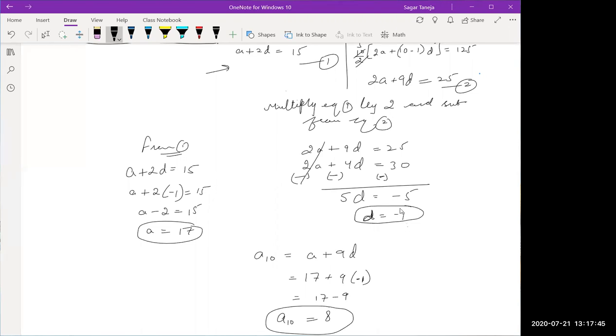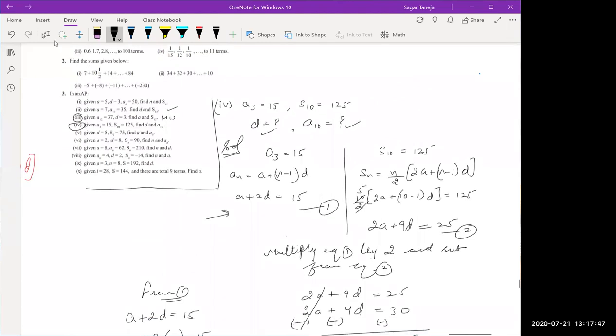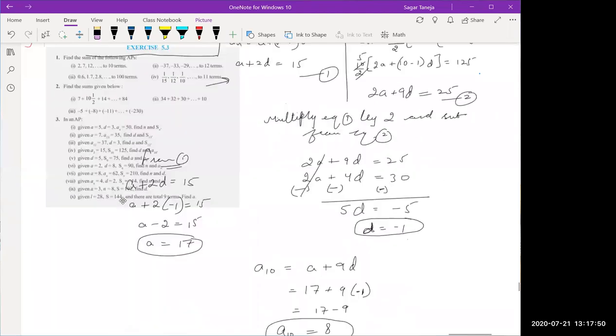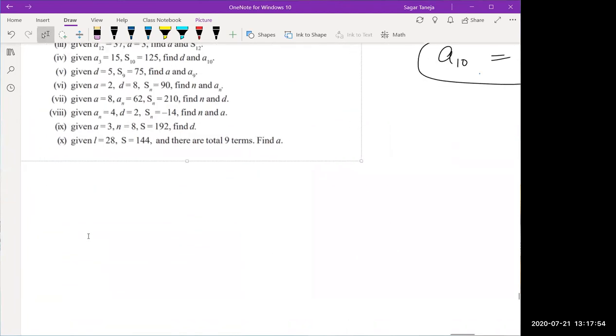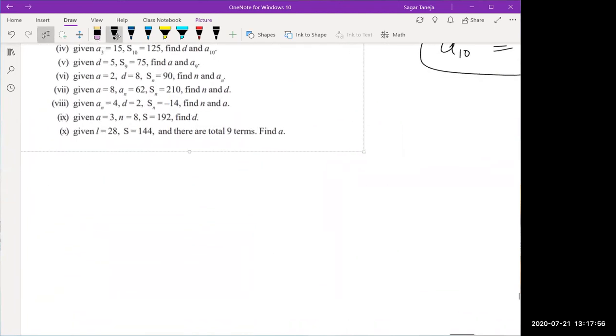After this, the next. So the next is this fifth, sixth. Okay, let me solve the fifth part. Let us see how many we'll be able to do. Fifth part, d is given 5.